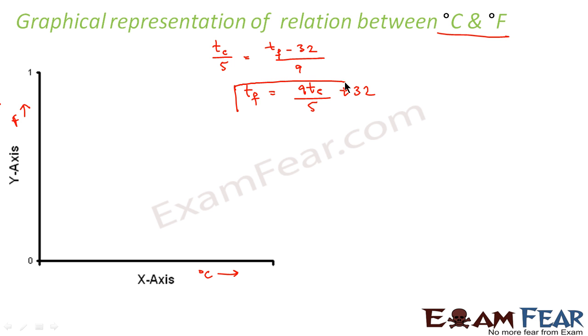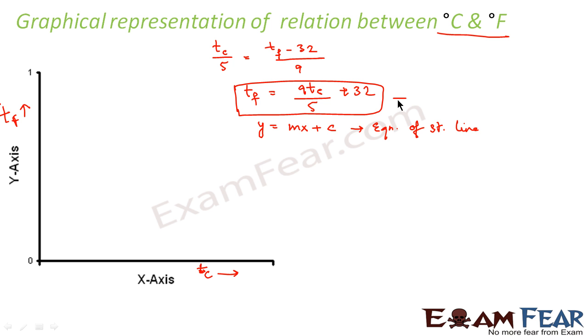Now look at this equation very carefully. Does it resemble some common equation? You remember the equation y = mx + c. So what is y here? On the y-axis we have Tf, that is the temperature on the Fahrenheit scale, and on the x-axis we have Tc, that is the temperature on the Celsius scale. So Tf is our y and x is our Tc. So here, what is y = mx + c? This is the equation of a straight line.